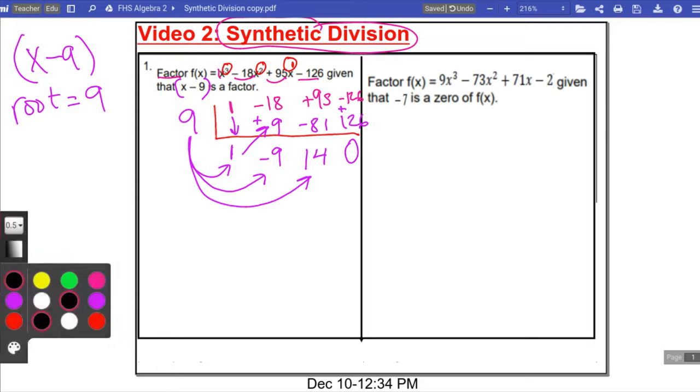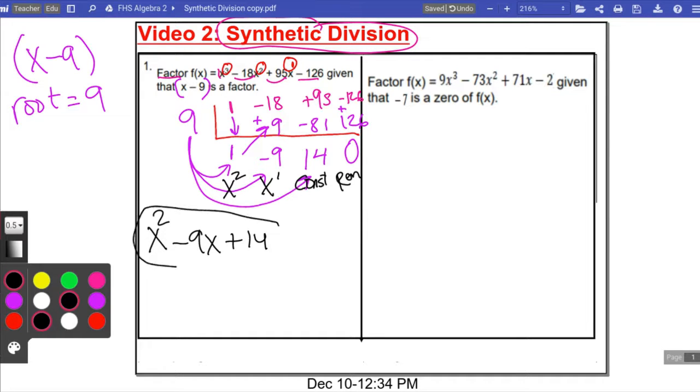All right, like I said, the last number is the remainder. This one is a constant. This is x to the first power, x to the second power. Let's write the final answer. We have x squared minus 9x plus 14. You see how synthetic is easy? So the answer here is this one. It's quite simple, right? Very simple.